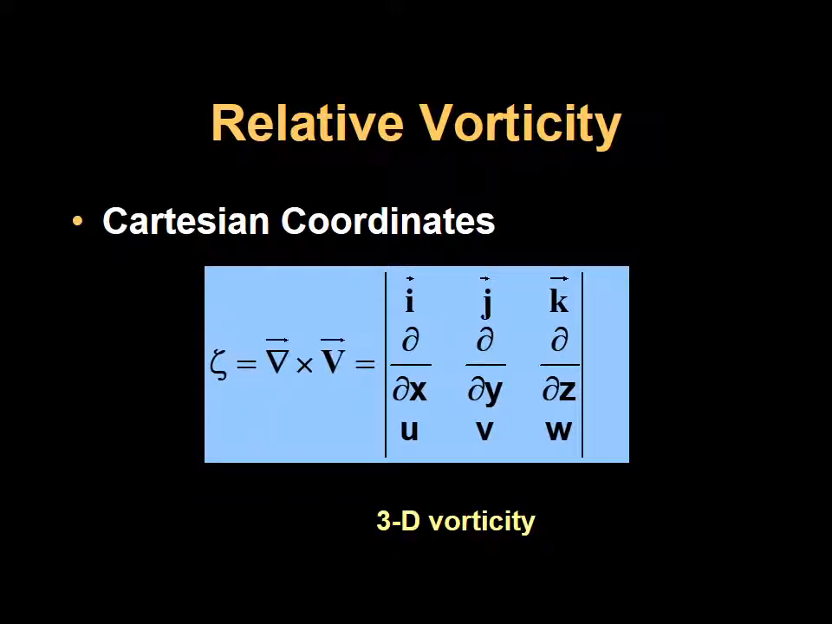So this is what it looks like. You set up a matrix. You remember The Matrix? It was a great movie. Well, that's the wrong matrix. This is mathematics. So we've got the I, J, and K unit vectors. We've got the derivative in the x direction, the derivative in the y direction, and the derivative in the z direction. You guys all had calculus, so you know this. And then u, v, and w, which are the components of the wind. So this is three-dimensional vorticity.